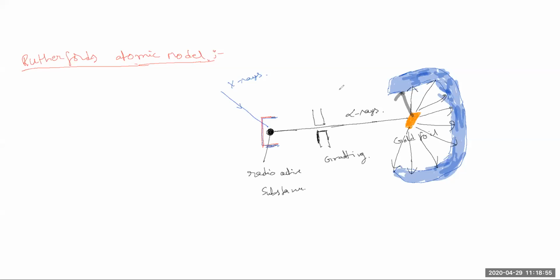See this. What does grating mean? When X-rays are incident on the surface of a radioactive substance, a number of alpha particles are emitted. Alpha particles means alpha rays, but the rays are spreading in all directions. To avoid that spreading, we make all the radiations go in a single path. That is the purpose of grating.